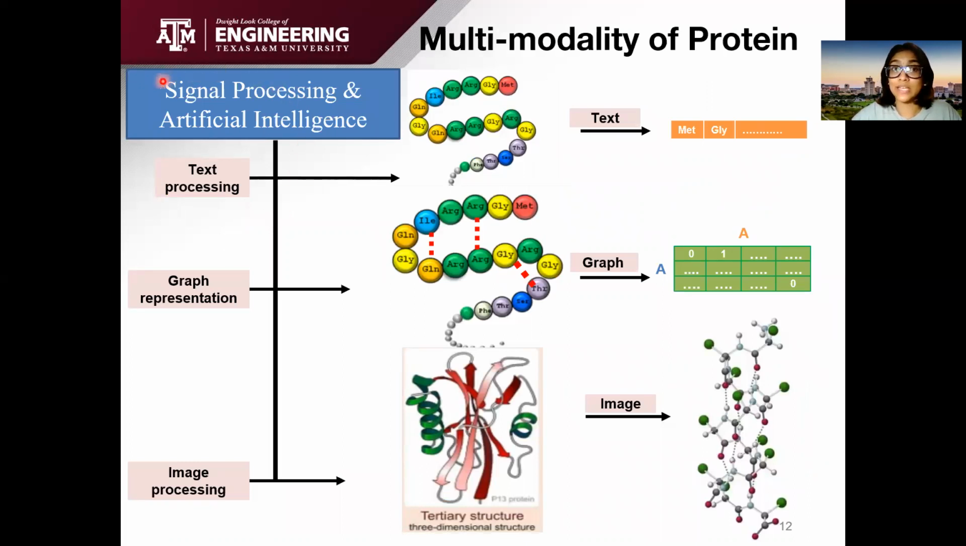Using the latest techniques of signal processing and artificial intelligence, we can model protein as multimodal data. If we recall, we can represent protein as a sentence written by the alphabet of amino acids. Thus, we can represent protein as text. Protein interacts with other protein, even within itself. That interaction can be represented as a graph. Lastly, the three-dimensional formation of the protein can be represented as a 3D image.